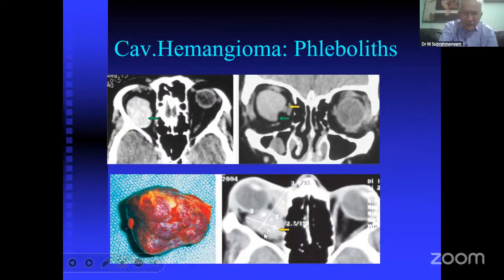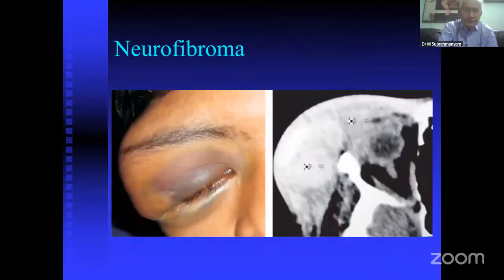And here if you look, there are dark spots in this hemangioma. You can see dark spots. It's not uniform. These are phleboliths and occur sometimes in long-standing cavernous hemangioma.